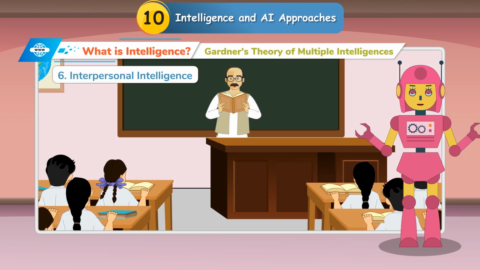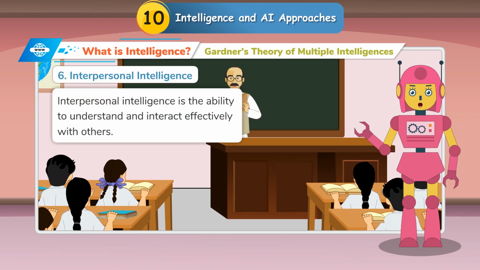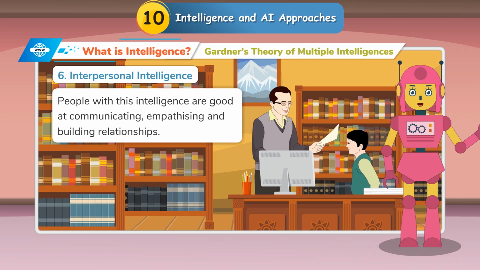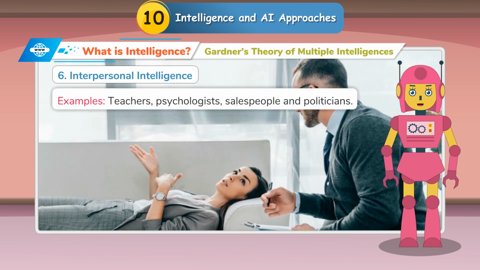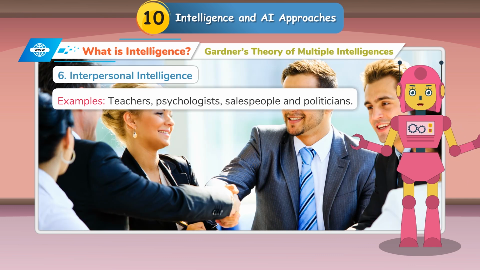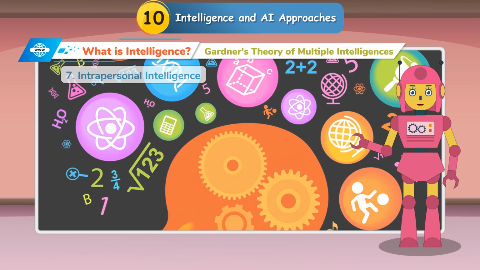6. Interpersonal intelligence. Interpersonal intelligence is the ability to understand and interact effectively with others. People with this intelligence are good at communicating, empathizing, and building relationships. Examples: teachers, psychologists, salespeople and politicians.